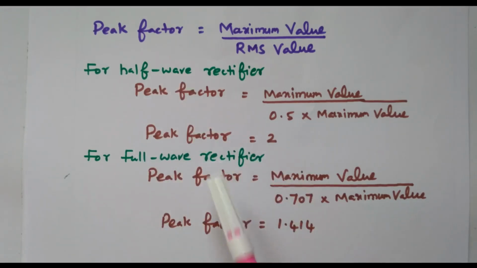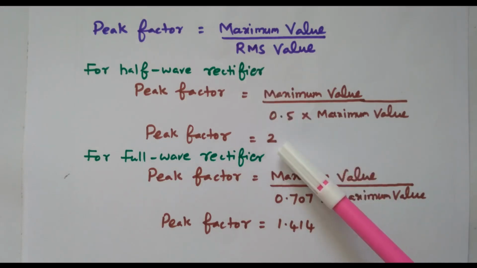Similarly, for full wave rectifier, maximum value divided by RMS value. RMS value is 0.707 into maximum value. The maximum value got cancelled. So 1 divided by 0.707 is nothing but 1.414. So now we calculated peak factor also. For half wave rectifier it is 2. For full wave rectifier it is 1.414.